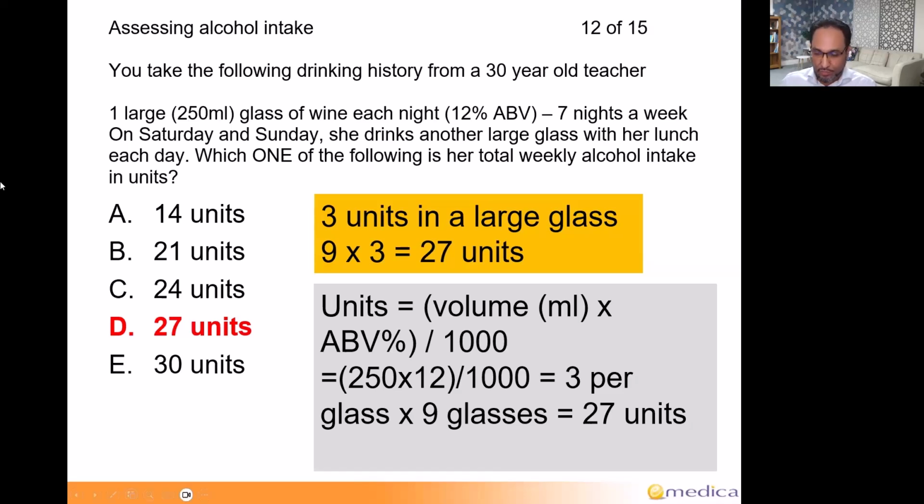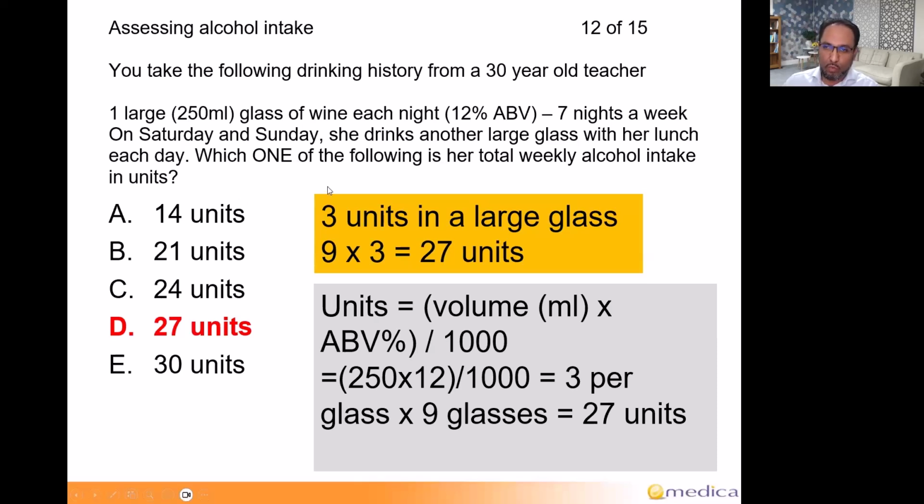So if I pull up my calculator, can you see the calculator on screen? Yeah, okay. So 250 mils times 12% alcohol by volume. That gives you 3,000. Divide that by 1,000, and that tells you how many units, exactly 3. And then you just multiply it by how many they're having. So how many are they having? They're having 9. So again, we've already done that. 3 times 9, you all know, is 27.